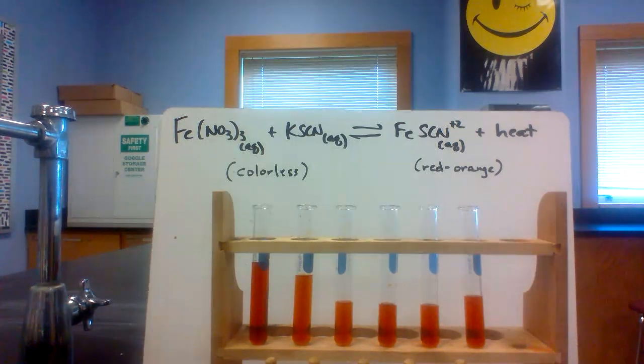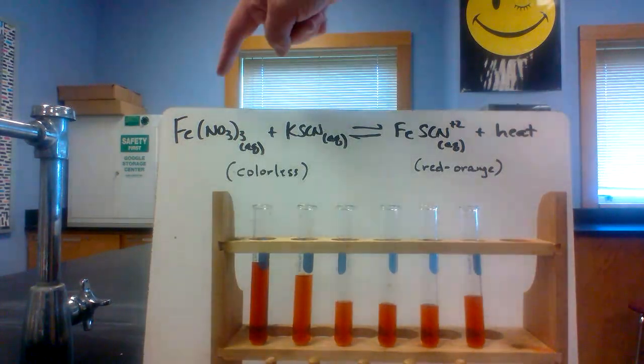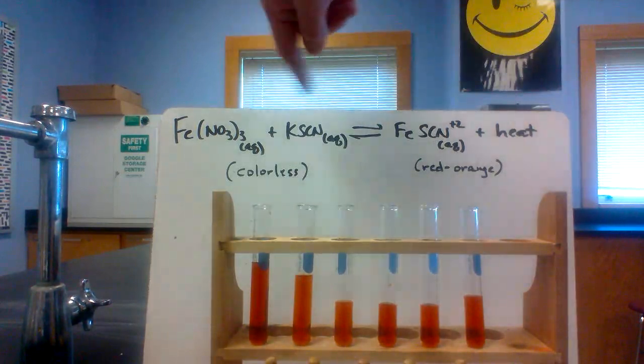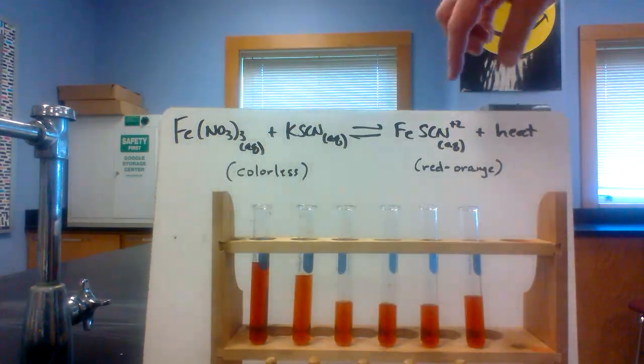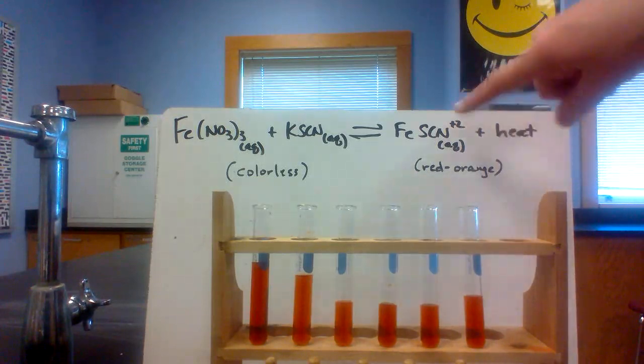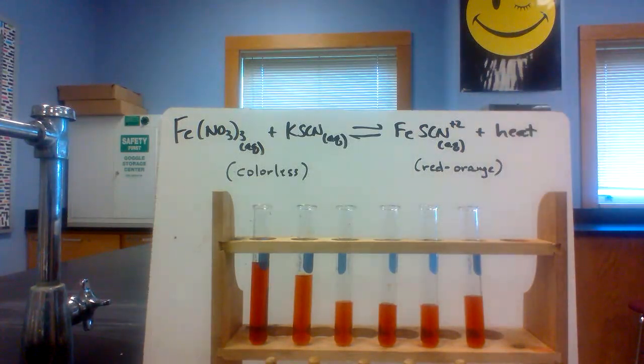So again, written on the whiteboard is the reaction. I took aqueous iron(III) nitrate and reacted it with aqueous potassium thiocyanate. Both of those were clear and colorless. When they came together and made product, they made some iron(III) thiocyanate, an ion in solution, so it's aqueous, but the color of that is red-orange. And then obviously it's exothermic, it's releasing some heat. Doesn't feel warm, it's such a small scale.